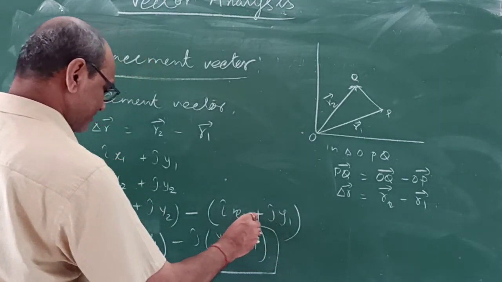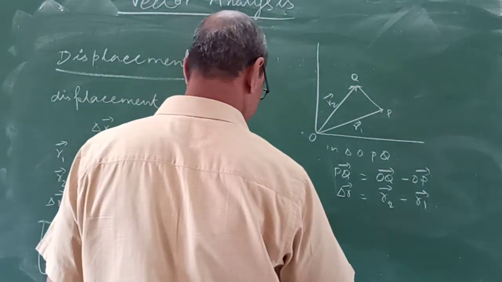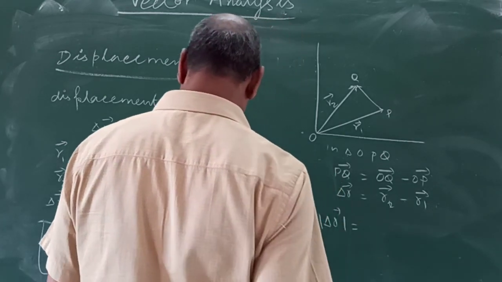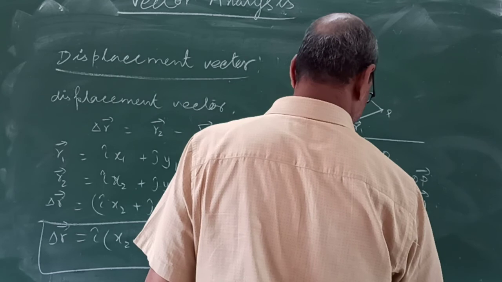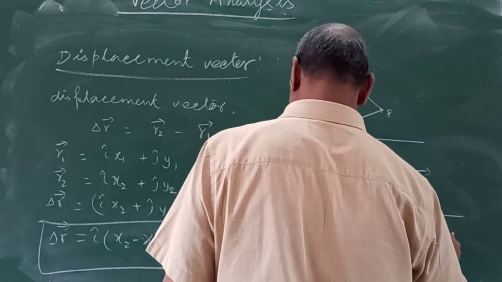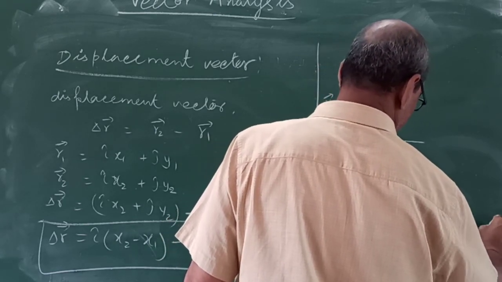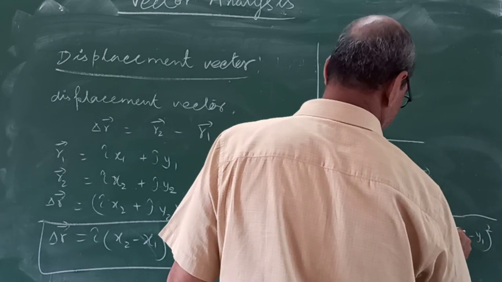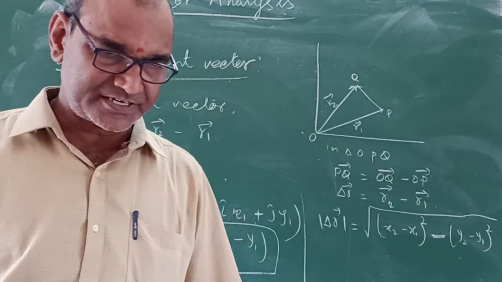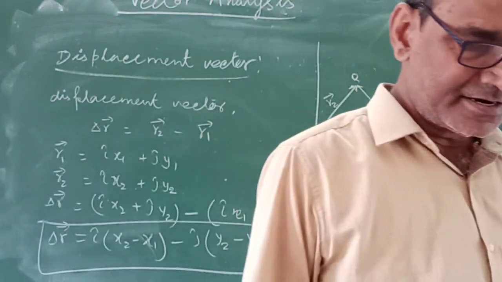If we write in magnitude form, then what do we get? In magnitude, mod of delta R is equal to root under x2 minus x1 whole square plus y2 minus y1 whole square. That is the magnitude of the displacement vector. Is it clear? Thank you.